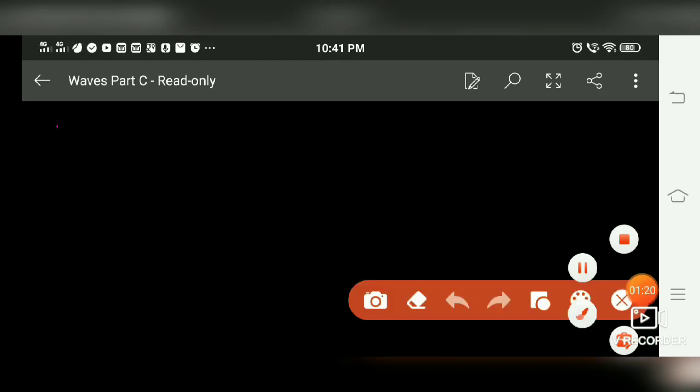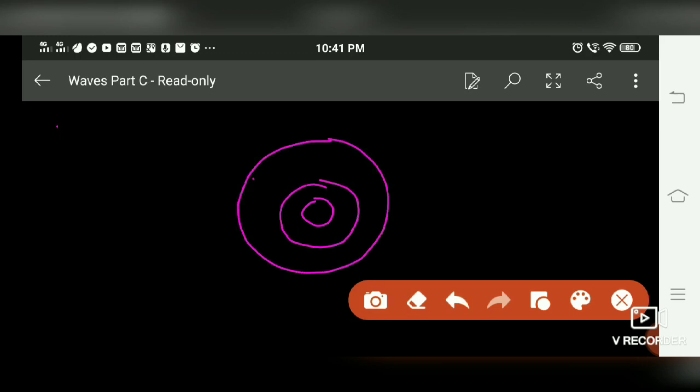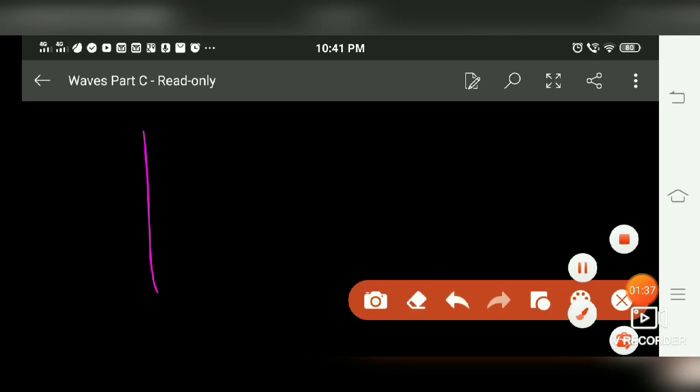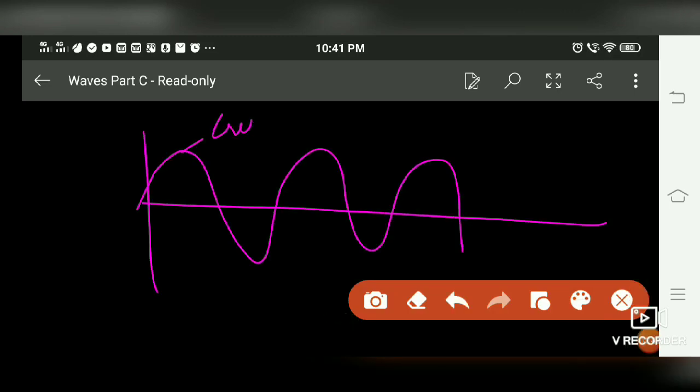An example of the transverse wave: suppose in still water, if you throw a stone or a pebble, it will start forming ripples like this. This is an example of the transverse wave. In a transverse wave, we have a crest and a trough.